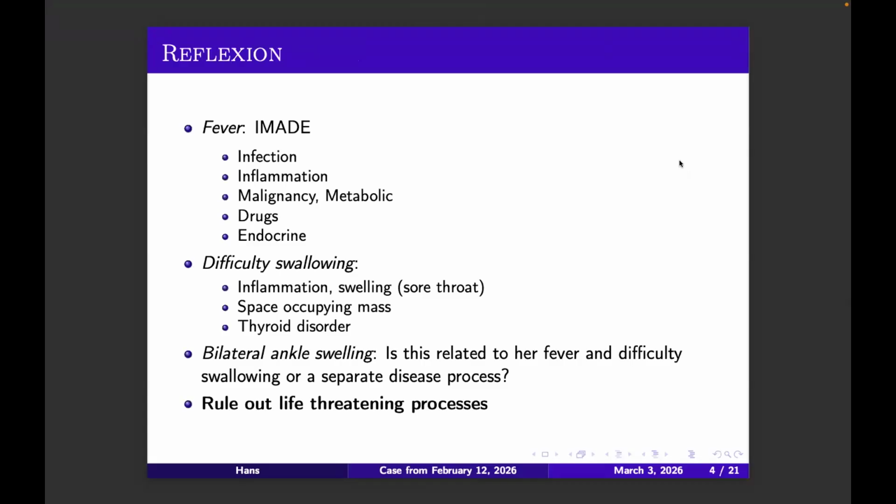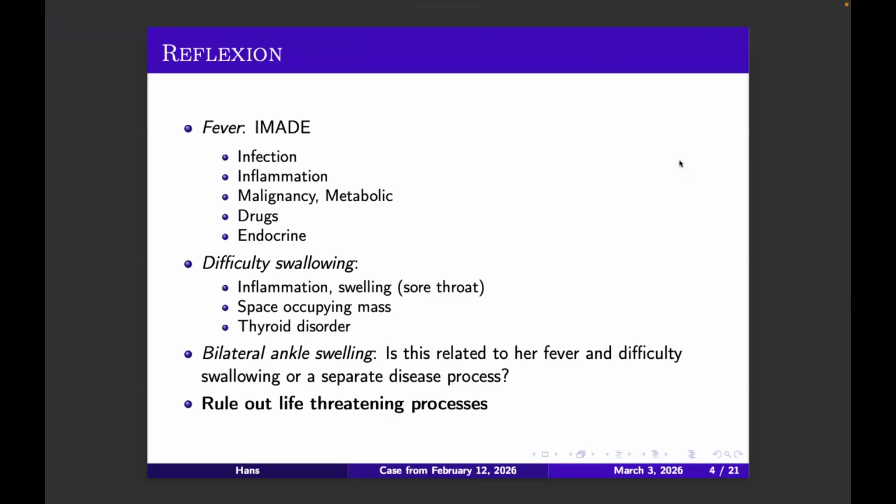So when we have these symptoms, I usually go step by step. That is, I look at the fever, the difficulty swallowing, and the bilateral ankle swelling separately, and then at a later point see whether there is an intersection between all of them.